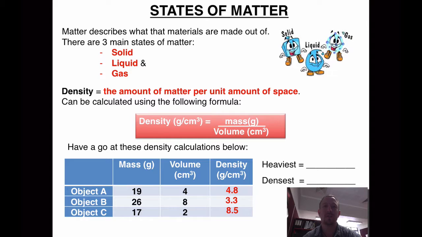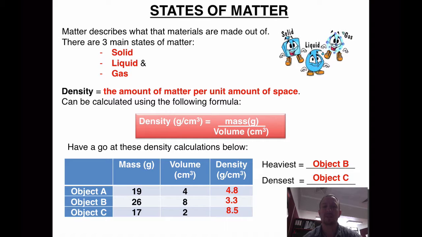Now the first question asks, which of the three objects is the heaviest? Well, in order to work this out, we need to look at the mass column. The mass column will identify the weight of, or the amount of matter that is present in the object. In this case, the one with the biggest mass, or the heaviest, is object B, because it has a value of 26 grams. Now when it comes to which is the densest, obviously we've got to look at column 3. We look at the density column and we see that object C is actually the biggest.